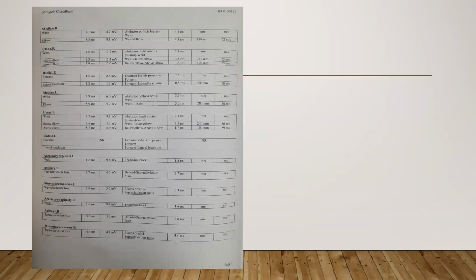And left median: amplitude normal, latency normal, and conduction velocity normal. Left ulnar is also normal. Left radial is not recordable. Right radial amplitude is low. Left radial amplitude is not recordable. And spinal accessory left is normal. Left axillary is normal. Musculocutaneous is normal. Right spinal accessory is normal. Right axillary is normal. Right musculocutaneous is normal.